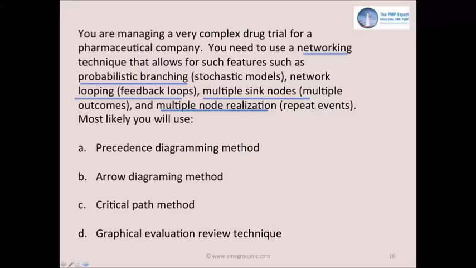Let's take just a few of these words and then we'll move on to the answers. So first we're looking at a networking technique, which means we're in the process of sequence activities. Probabilistic branching means in our network diagram, there's more than one way we might go, and they're based on probabilities. Looping means in our network diagram, we allow feedback loops, which means the network diagram looks like a flow chart.